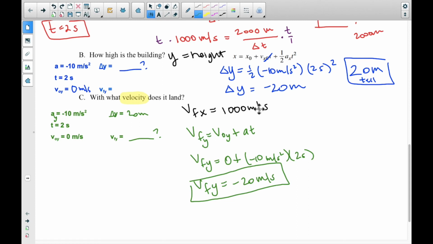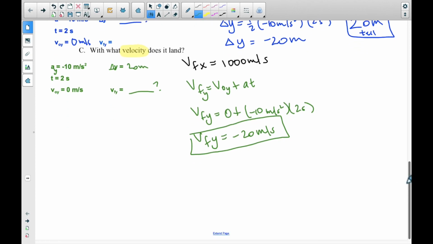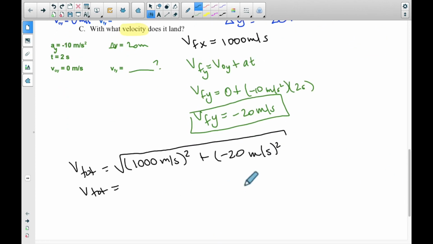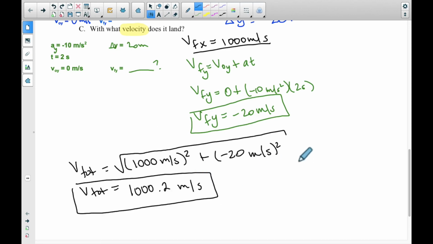But I have my x velocity and I have my y velocity, so now I need to do some vector addition to add those together. All right, so I need to do my Pythagorean theorem. The ones I'm using are this x direction and this y direction. I'm going to do the Pythagorean theorem. And so my total velocity is 1,000.2 meters per second. I probably should calculate my direction, right? It doesn't say to, but velocity does imply direction.